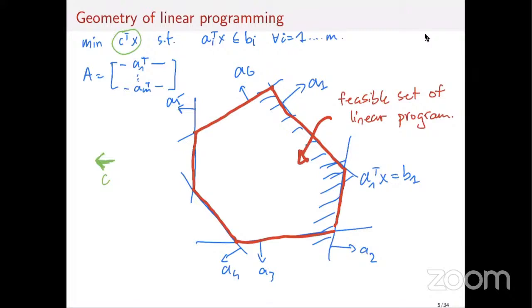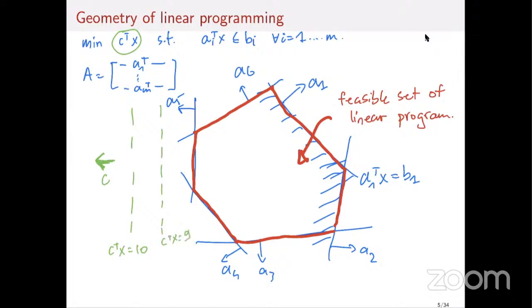Okay, so if you want to minimize C transpose X, you want to go as far as possible in the opposite direction of C. Just to make sure, what are the level sets of C? What are the sets where C transpose X is a constant? These are hyperplanes whose normal vector is C. This set, for example, could correspond to C transpose X equal to 10. This set could correspond to C transpose X equal to 9, and so on and so forth.